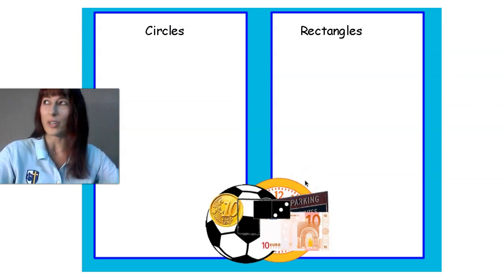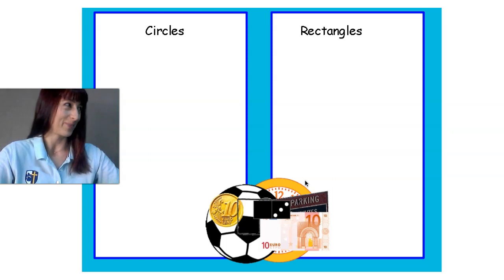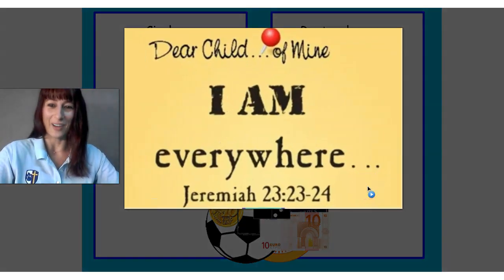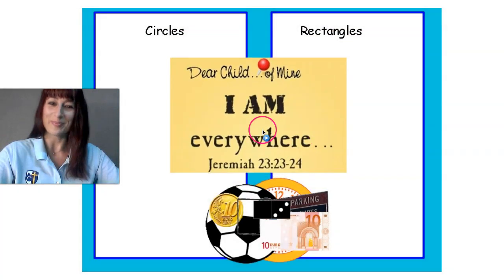Now, there's many objects that have shapes. In fact, everywhere you look, you see shapes. Just like God. God is everywhere. Everywhere you go, everywhere you are, God is there with you. He said that to us in Jeremiah. I am everywhere. So remember that not only shapes are everywhere, but also God. God is everywhere. You're never alone. He's always there with us.